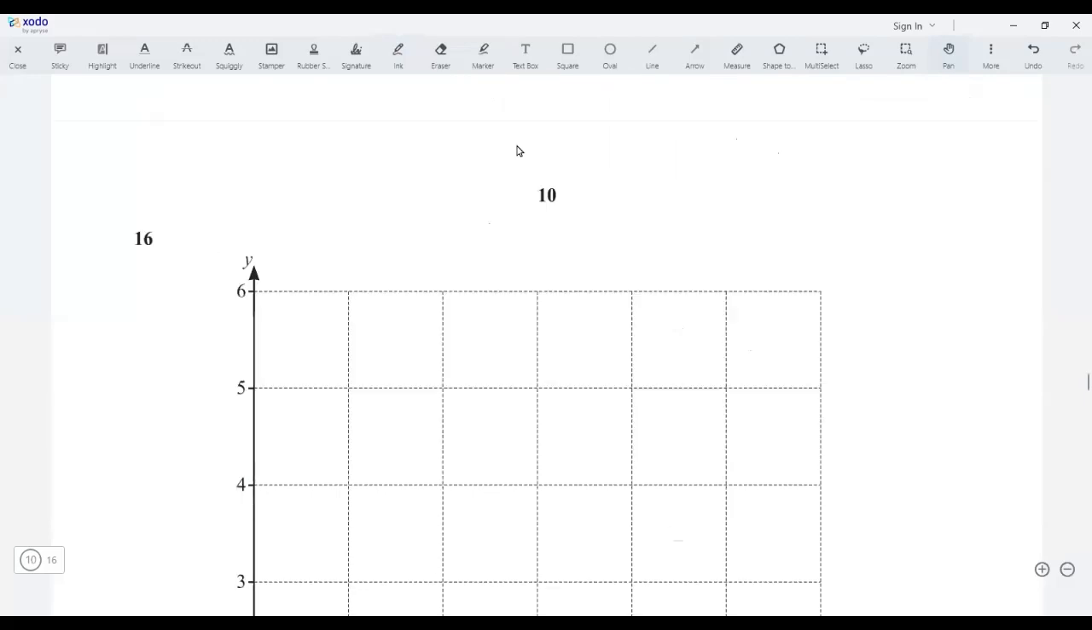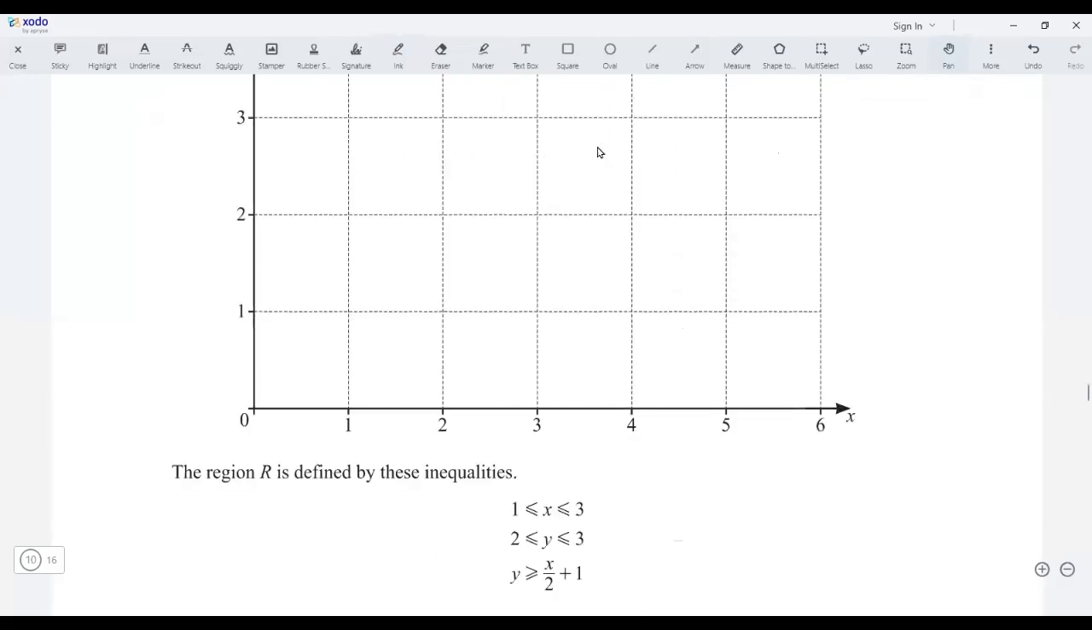This is, we can say, linear inequalities. We make the graphs first, and then we have to recognize the region as well. So how many inequalities will there be? First of all, look at the inequalities. x is greater than or equal to 1, and x is smaller than or equal to 3. Here we can see y is greater than or equal to 2 and y is smaller than or equal to 3.